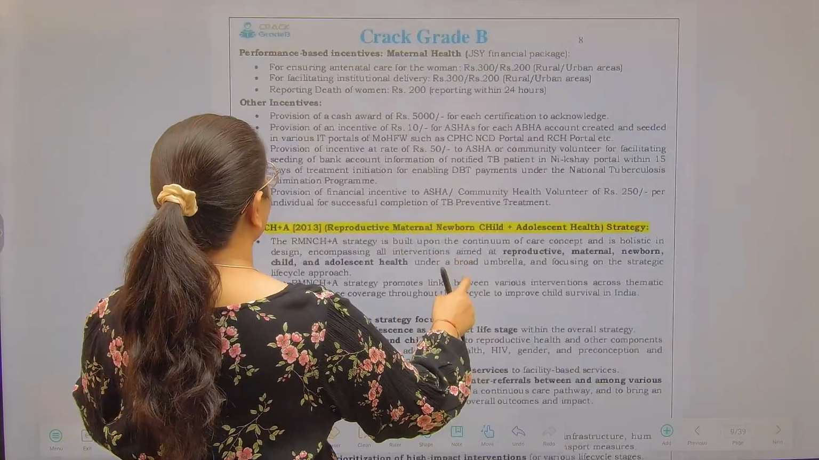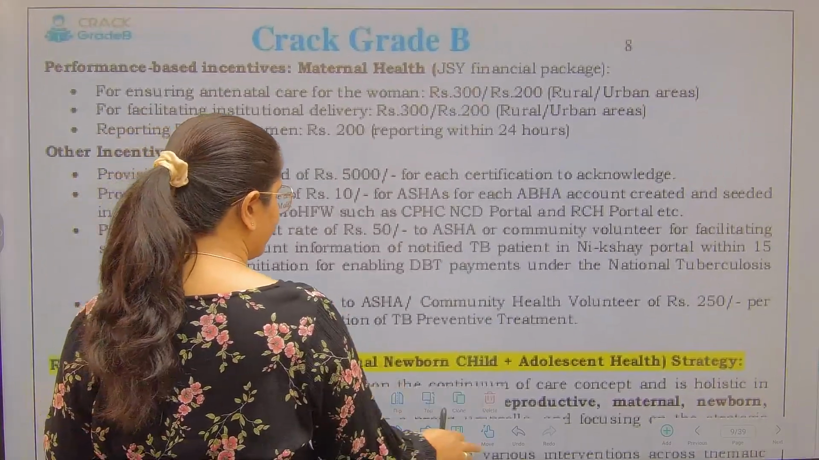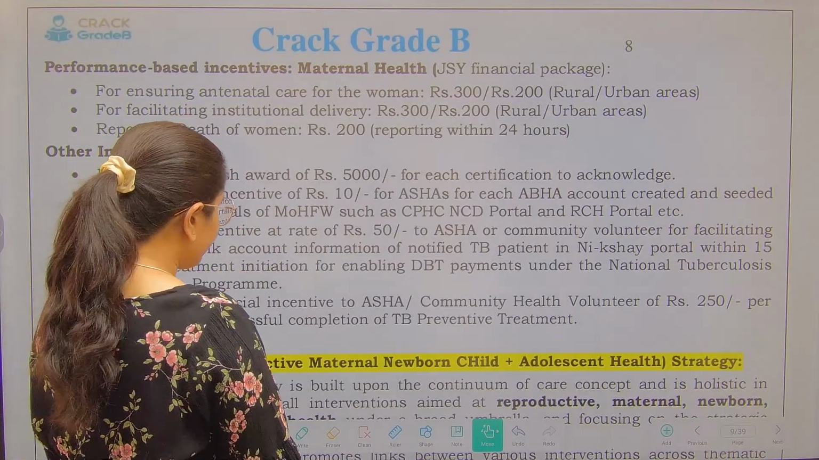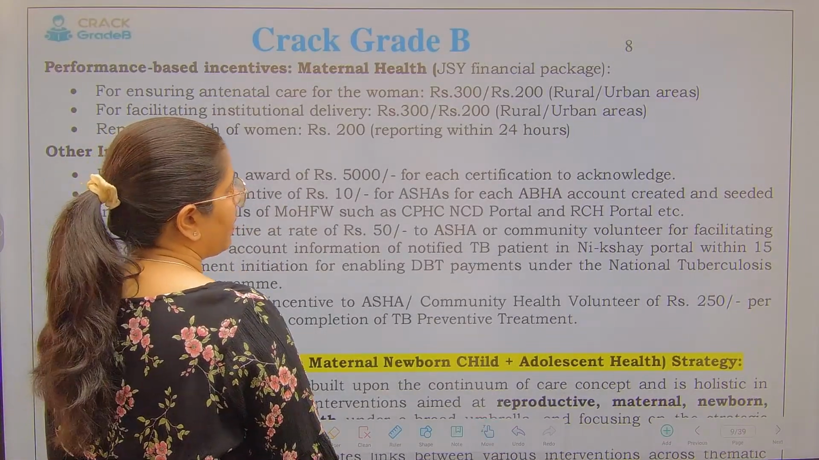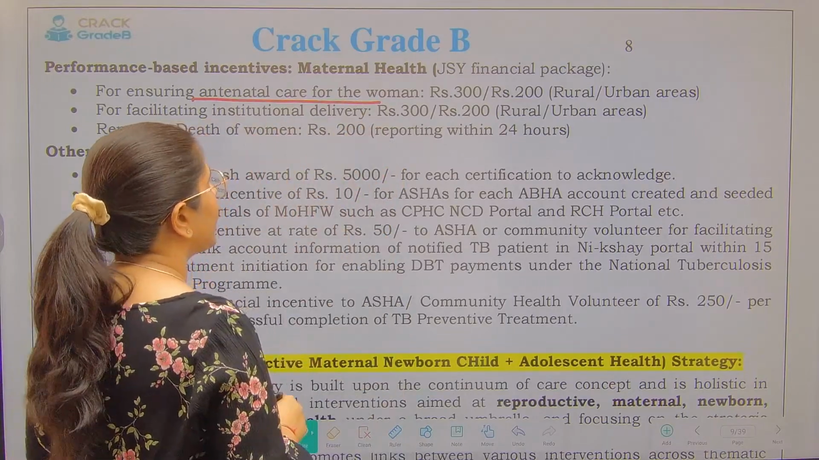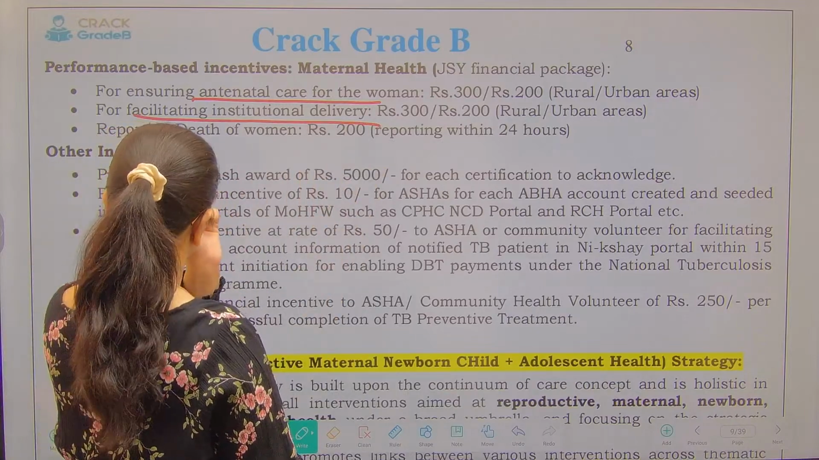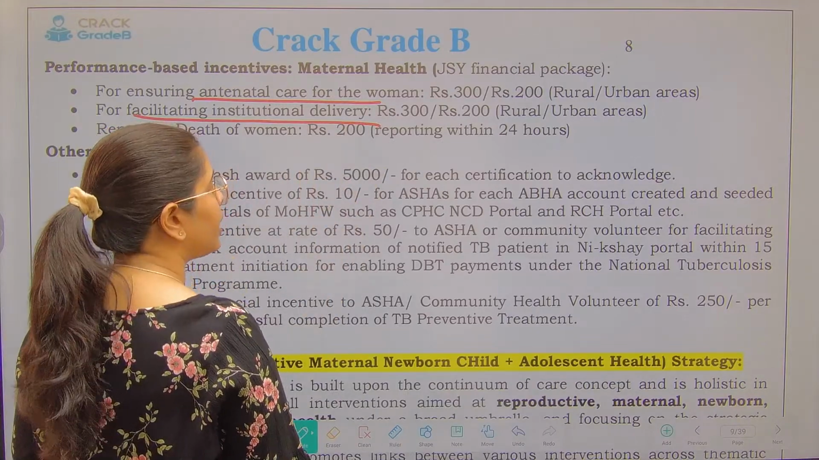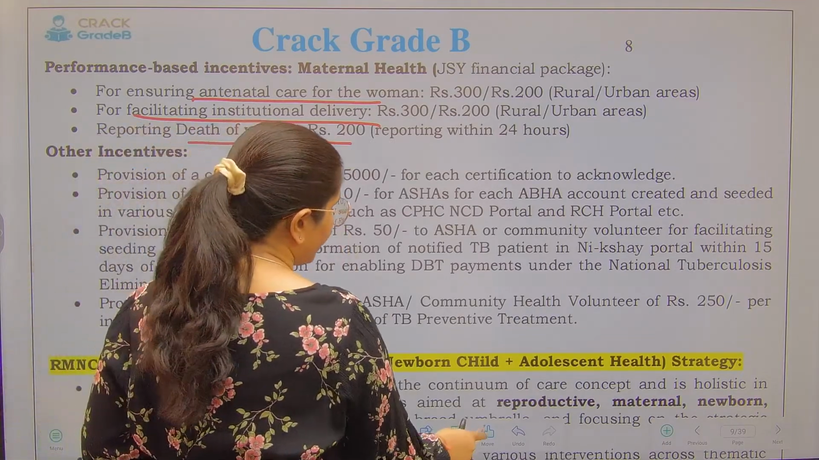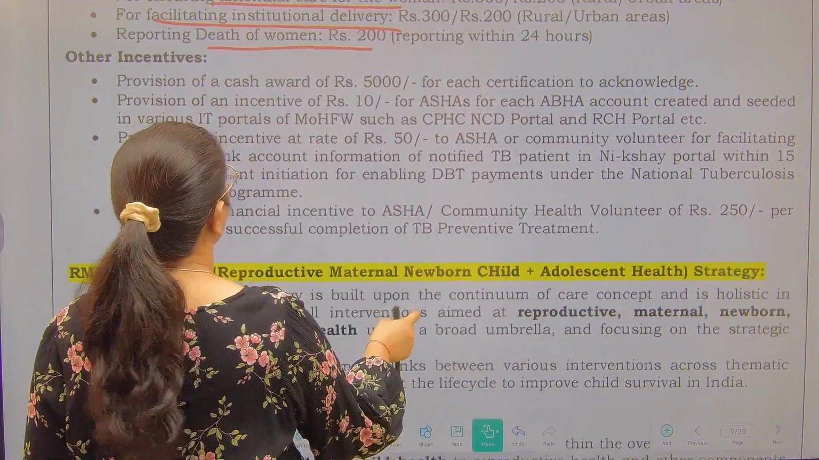Now there are some other incentives, that means the performance based incentives. Just have a look at it, not very important, nobody is going to ask you. For antenatal care, 300 rupees or 200 rupees. If you are enabling it, you are providing this particular care, antenatal care for the women. You are facilitating institutional delivery. So say 300 you will be getting for rural areas and 200 for urban areas. And reporting the death. If you have reported the death on time, then you will be getting 200 rupees.